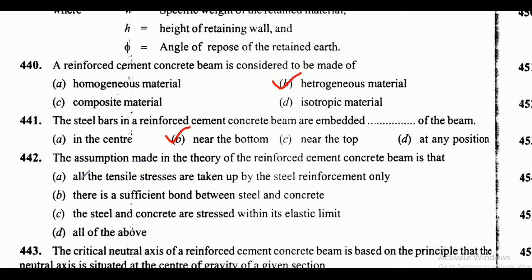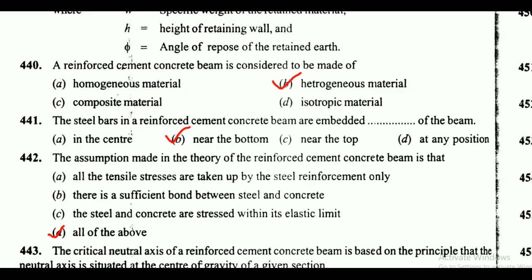Okay, next is the assumptions made in the theory of the reinforced cement concrete beam is that option A is all the tensile stresses are taken up by the steel reinforcement only. Option B is there is a sufficient bond between steel and concrete. Option C is the steel and concrete are stressed within their elastic limit. Option D is all of the above. Here, friends, the correct answer is option D, that is all of the above.